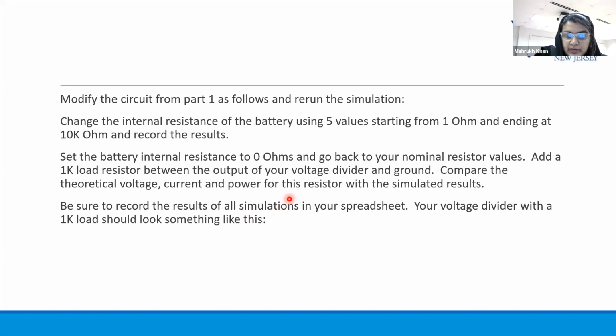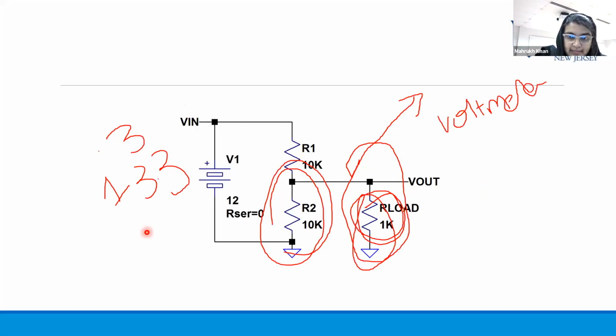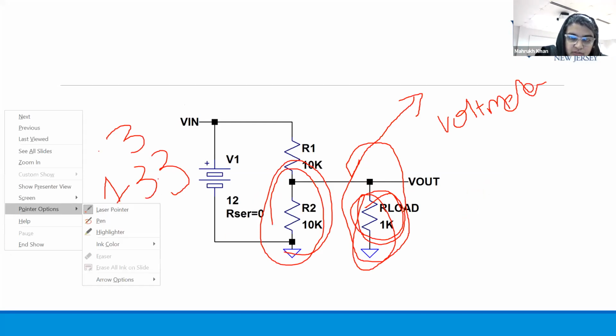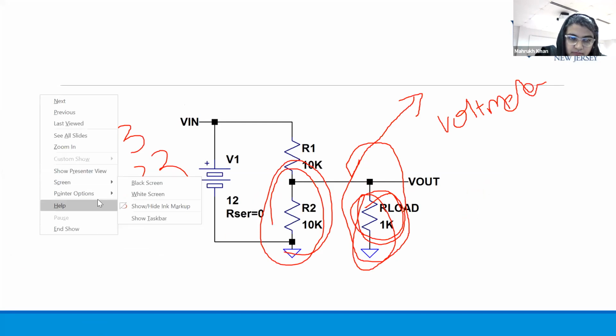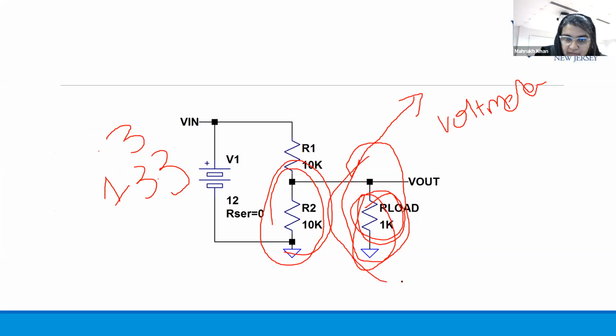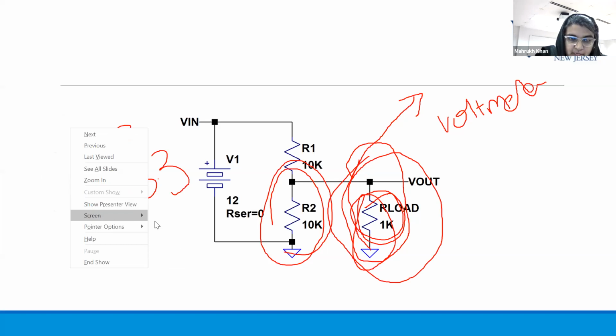Compare the theoretical voltage, current, and power for this circuit with the simulated result. So you need to, again, calculate the voltage, current, and power and the effect of the 1 kilo ohm load that is having on your circuit. Be sure to record the results of all simulations in your spreadsheet. Your voltage divider with the 1 kilo ohm should look like this, right? So that's what we are trying to model, that the voltmeter that you're having here can affect your circuit. So you should be very careful about that.